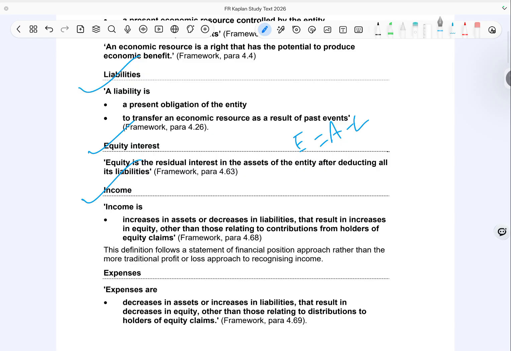Fourth, we have your income. Income isn't just cash received. According to the framework, income means an increase in assets or a decrease in liabilities, which results in an increase in equity. But there is one exception. If the owner invests more money into the business, equity also increases. That's not income. It's simply the owner's contribution.